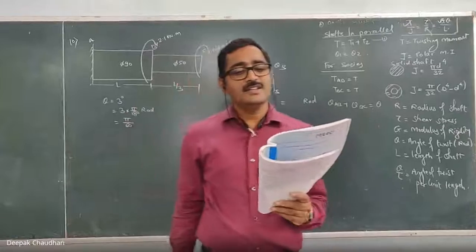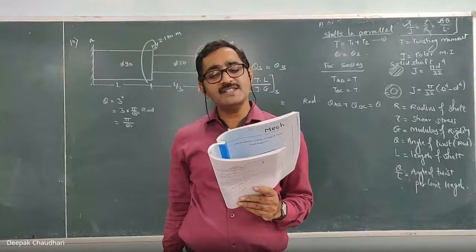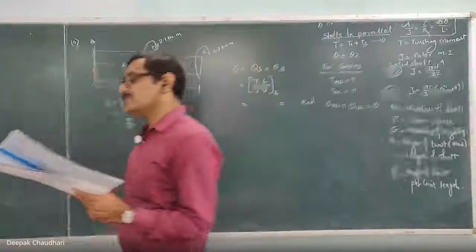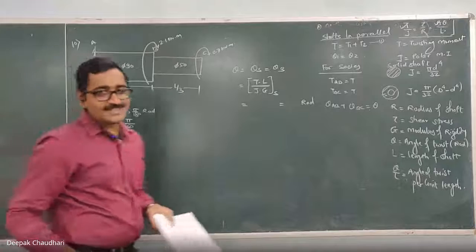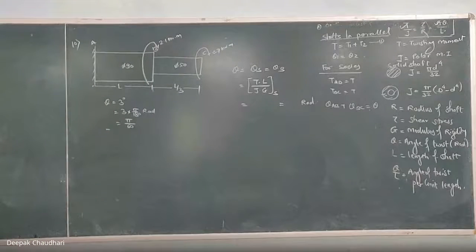If the total angle of twist is 3 degrees, also determine the stresses induced in the shaft AB and BC. Take G equal to 84 into 10 raised to 3. You have to calculate the stresses. Here, which stresses will be induced in this? Tensile or compressive? Which type of stresses will be induced in the shaft AB and BC?